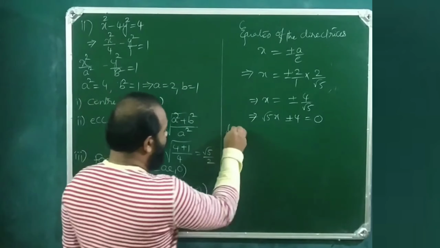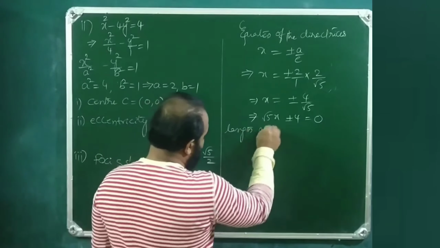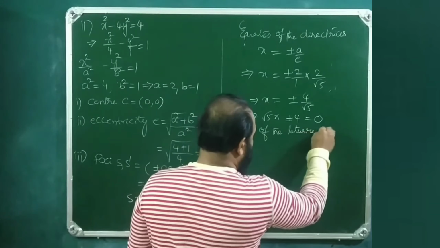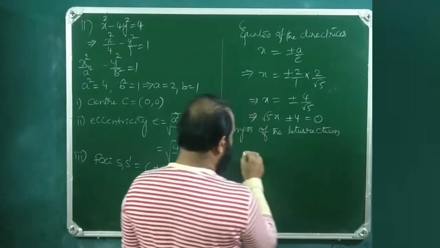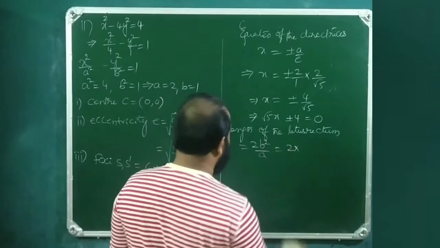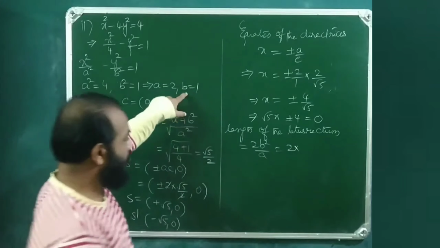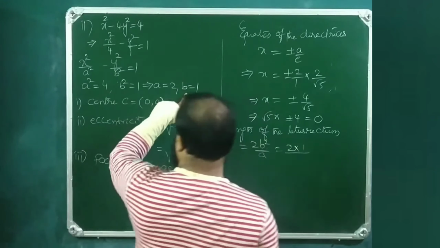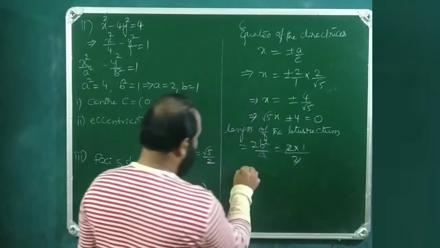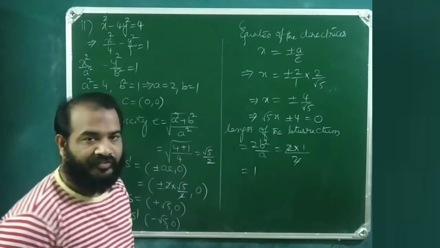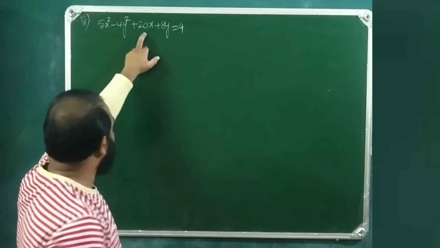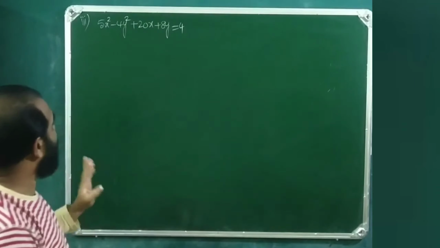Now, the length of the latus rectum is equal to 2b²/a. So 2 into b² value is 1, by a is 2. So therefore the length of the latus rectum is equal to 1. So 5x² − 4y² + 20x + 8y = 4 is the question given.